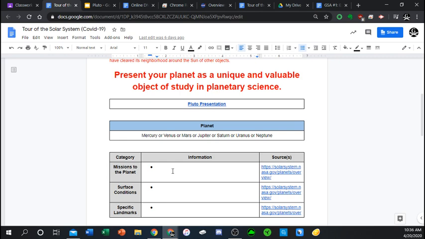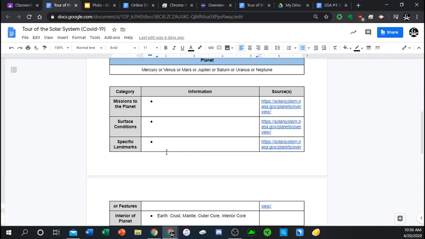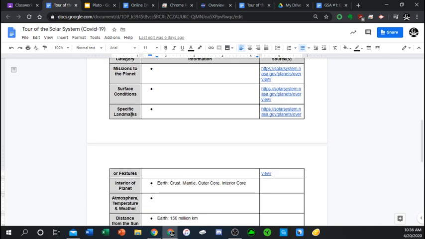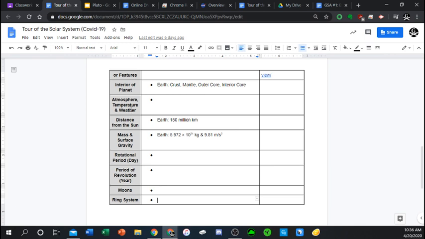Probably the easiest way to do it is 13 slides. However, that's probably not the best way to do it. Like I said, you can chunk some of this information together. Like surface conditions and landmarks, they could probably go on the same slide, right? Rotation period, revolution period, they could probably go on the same slide. Does that help explain?